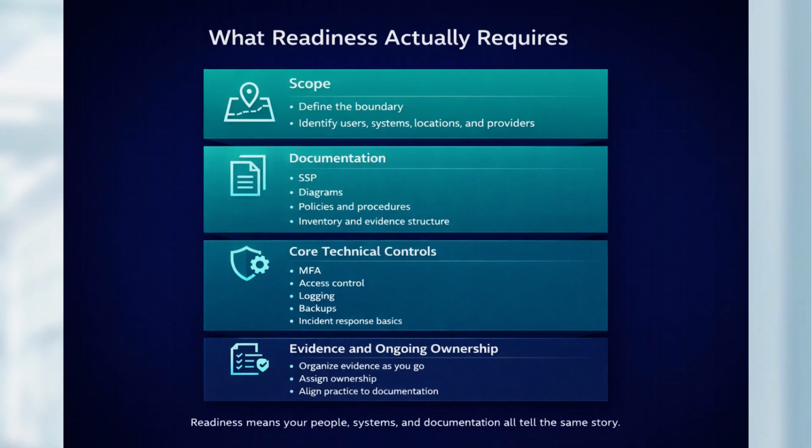But we've talked about scope. They call that the boundary. That is the users, the people that access this information, whether it's FCI or CUI. The systems, the computer systems in your company's control, or third-party systems like Microsoft and such.